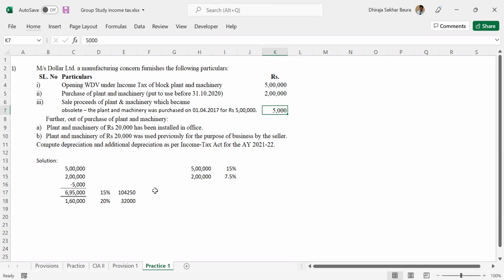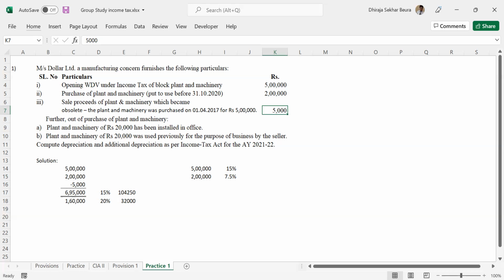So, okay, before we go further into the question, let me, for others who have not seen the question or practiced the question, for them, let's read through the question. Messrs. Dollar Limited, a manufacturing concern, furnishes the following particulars. Opening WDB is given, 5 lakhs. Purchase of plant and machinery during the year, put to use before 31 October 2020. What is the relevance of this? I'll discuss right after reading the question. 2 lakhs. Sell proceeds of plant and machinery which became obsolete.